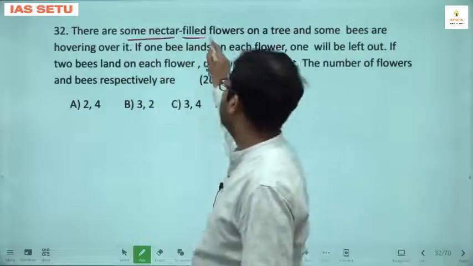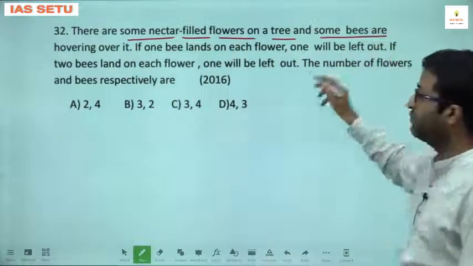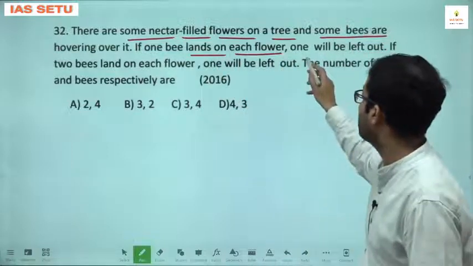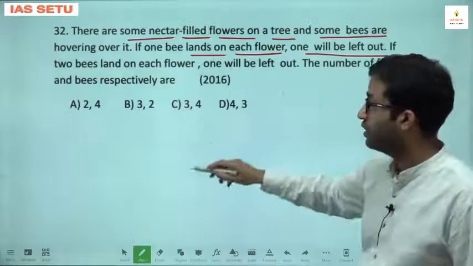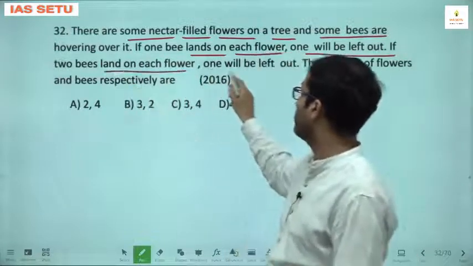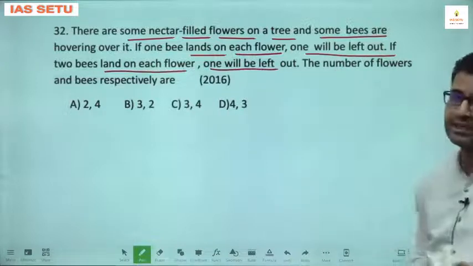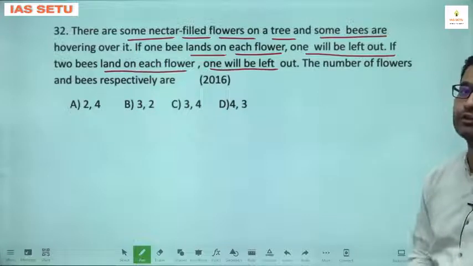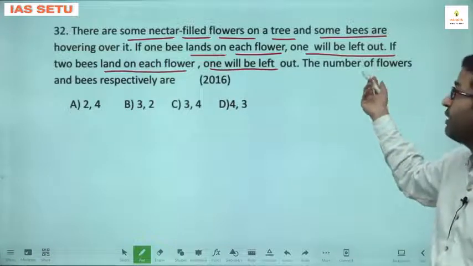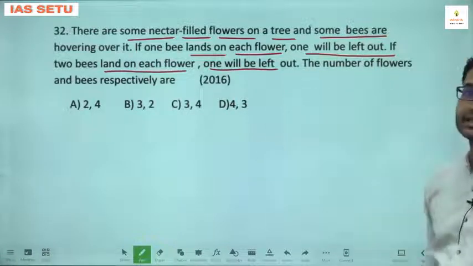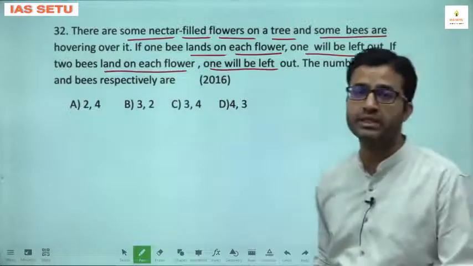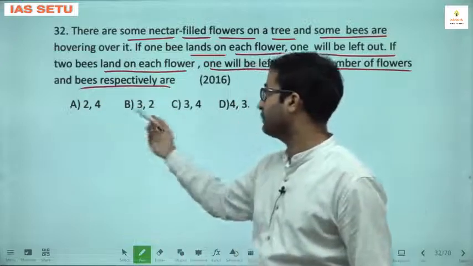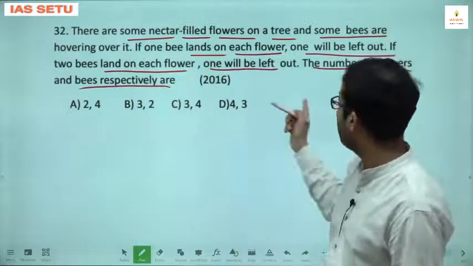There are some nectar-filled flowers on a tree. Some bees are hovering over it. If one bee lands on each flower, one will be left out. If 2 bees land on each flower, one will be left out. See here the catch in this question: one will be left out, one will be left out. It is not for the same. In one statement, one may be left out for flower; in the second statement, one bee may be left out. The number of flowers and bees respectively are. So we can use the answer options, flowers and bees.